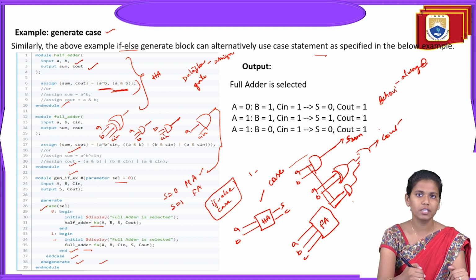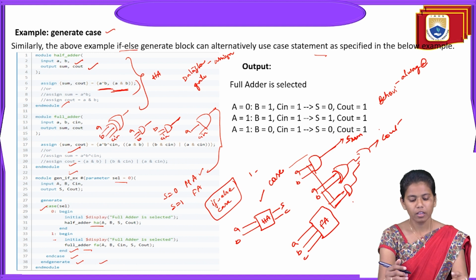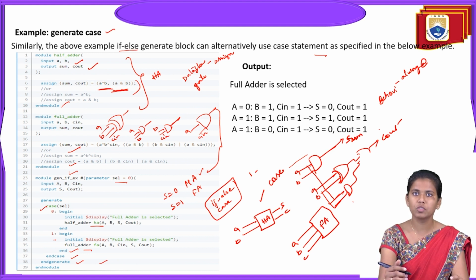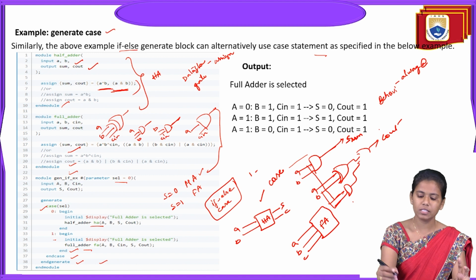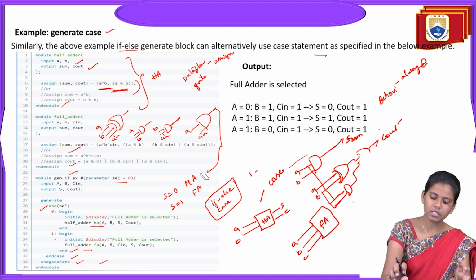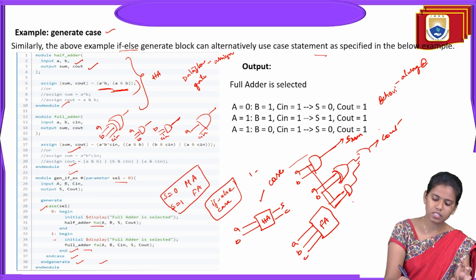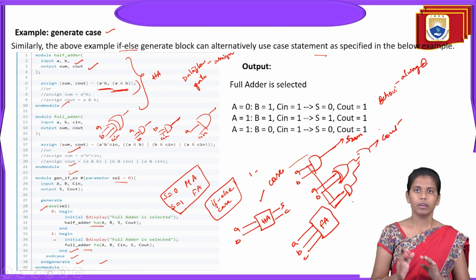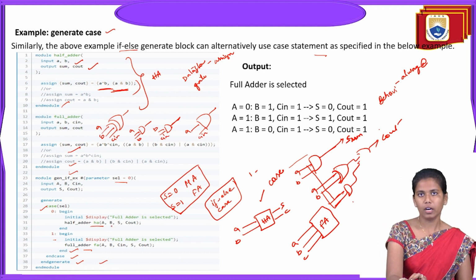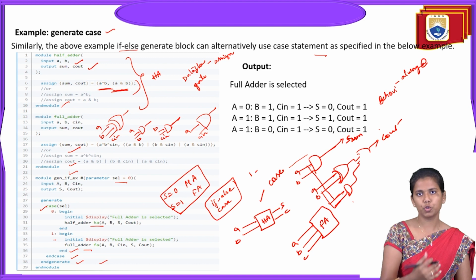Now you have to concentrate on the code with respect to the generate block. So in the generate block, what sort of conditional statements are you using? For example, if you are using only one conditional statement, if else, then you should start if parameter by using the selection lines. Obviously, when the selection line s is equals to 0, it means that the half adder is going to be implemented. When the selection line s is equals to 1, then full adder is going to be implemented. So this is how the code is to be written.